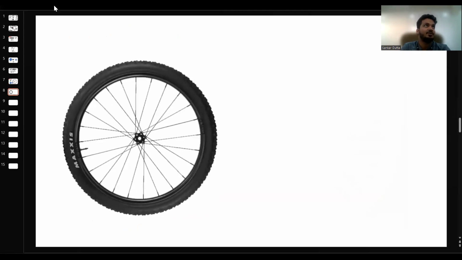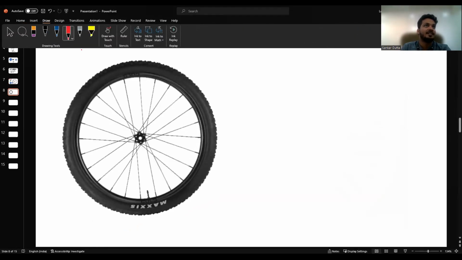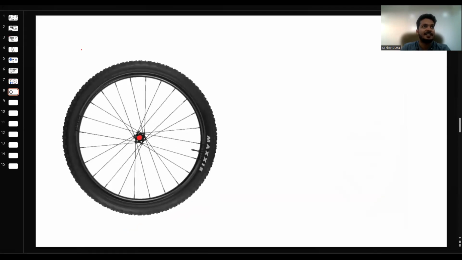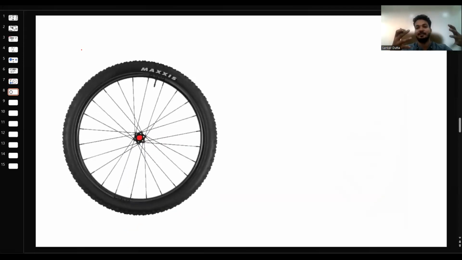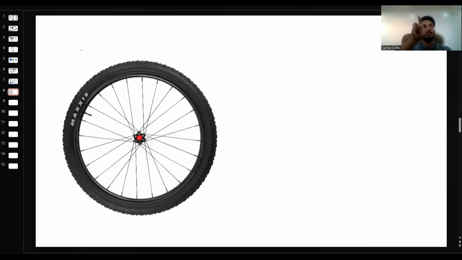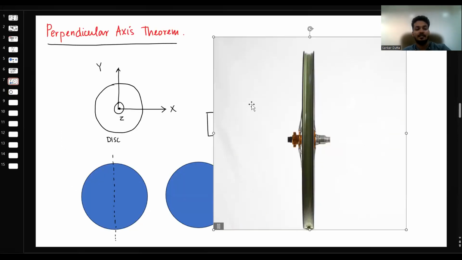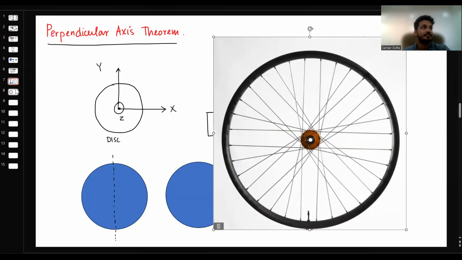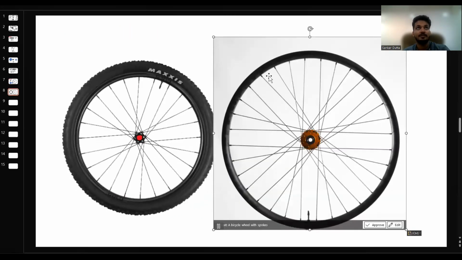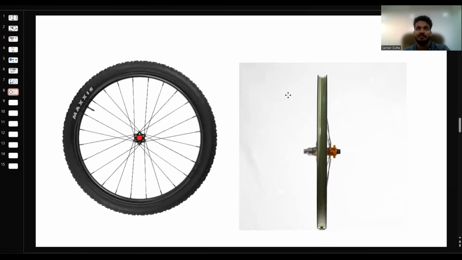Like if I do it using the red color here, this is the axis, and this axis is actually coming out of the plane, right? This whole wheel is actually rotating about this particular axis, right? Won't it be just immaterial if it's coming out or going in? Yeah, it will be the same. Yeah, true, that is true.